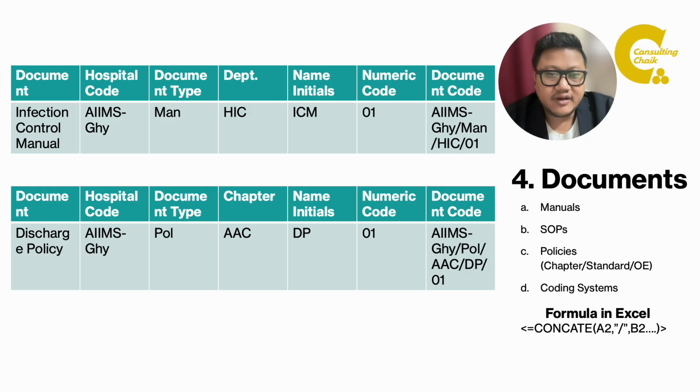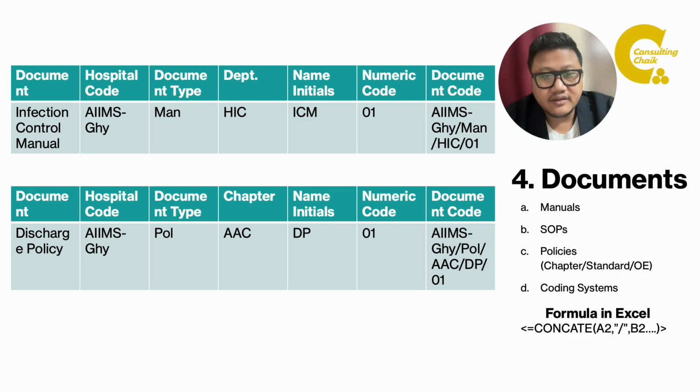Okay, then you have a coding system. So for the coding system, I'll tell you about this concatenate formula. So now let's elaborate. Here, as you can see, there are two kinds of coding system I have shown here. So say for example, it is the manual, or even if it is an SOP.